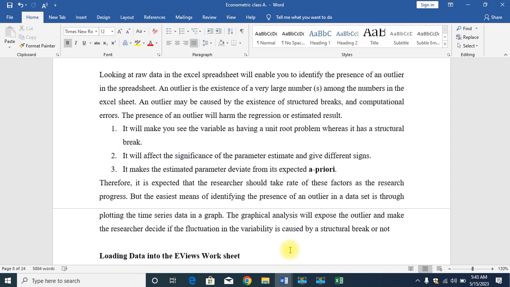In our next video, we are going to learn how to load data into EViews, and also proceed to plot line graphs to explain the presence of outlier.